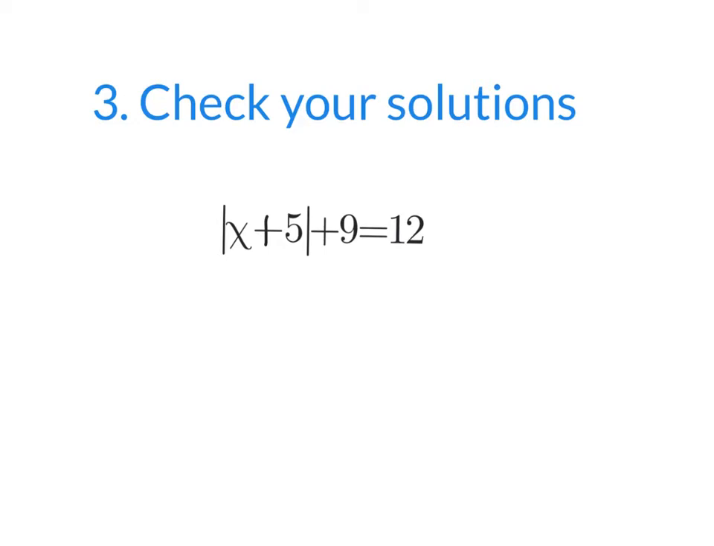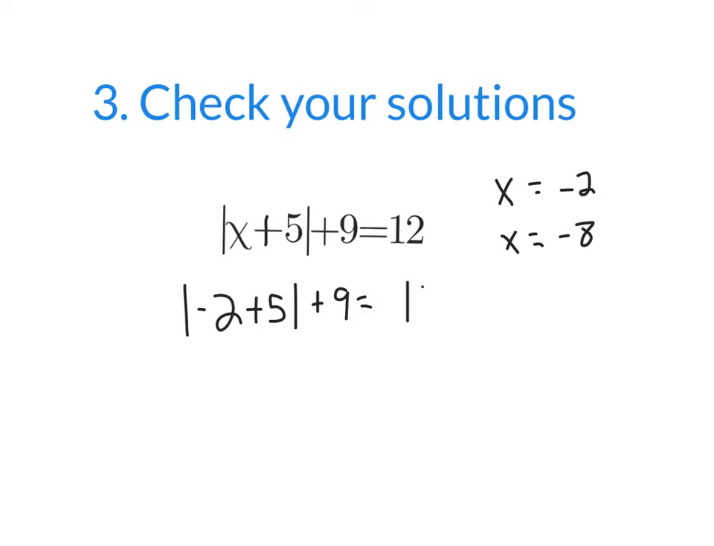Last thing we want to do is check our solutions. We had solutions of negative 2 and negative 8. So we're just going to plug those back in, make sure that they work. So if I plug in negative 2, to see if that equals 12, well, the absolute value of negative 2 plus 5, that's going to be the absolute value of 3 plus 9 equals 12. And we can see that that's going to end up being 12 equals 12. So that solution works.